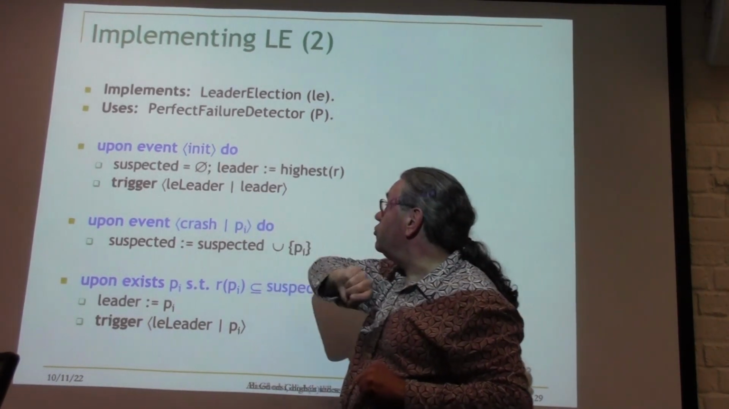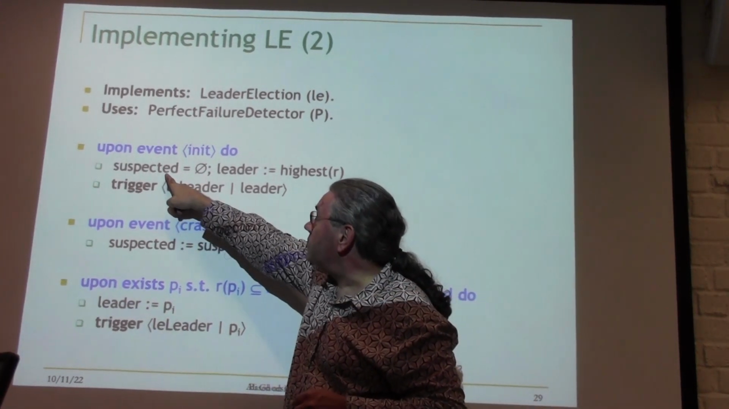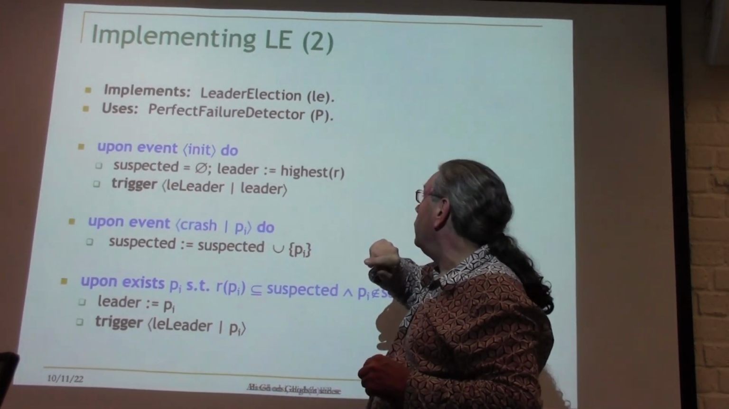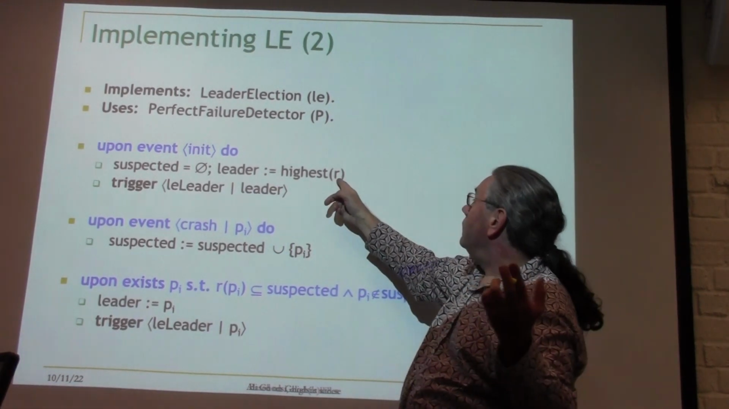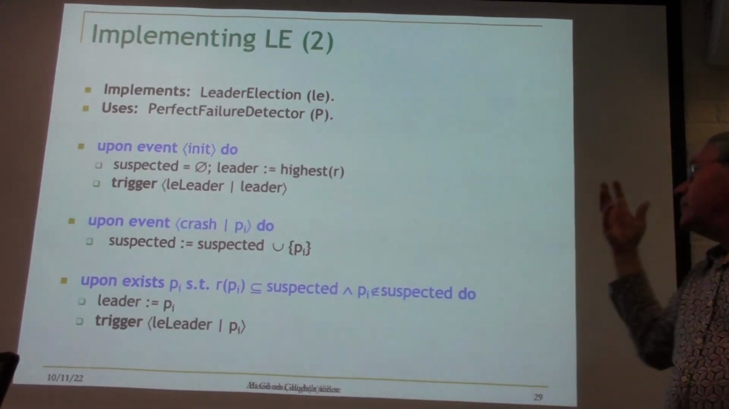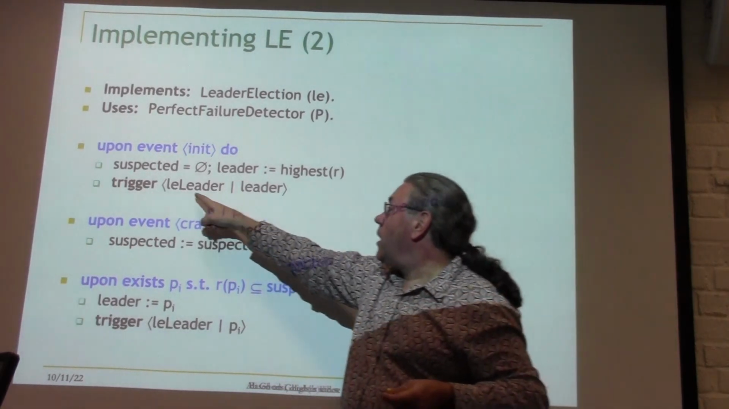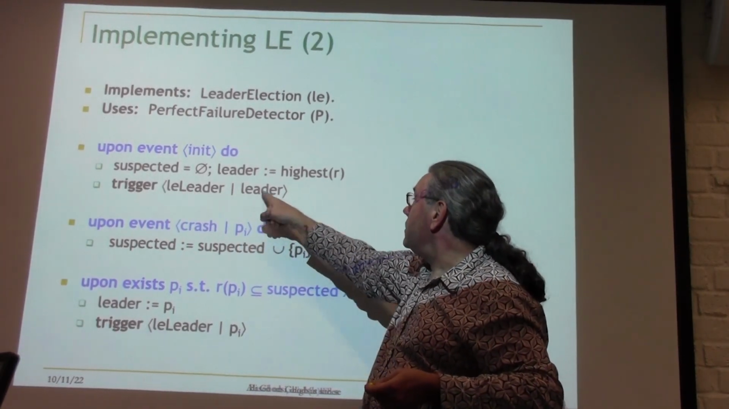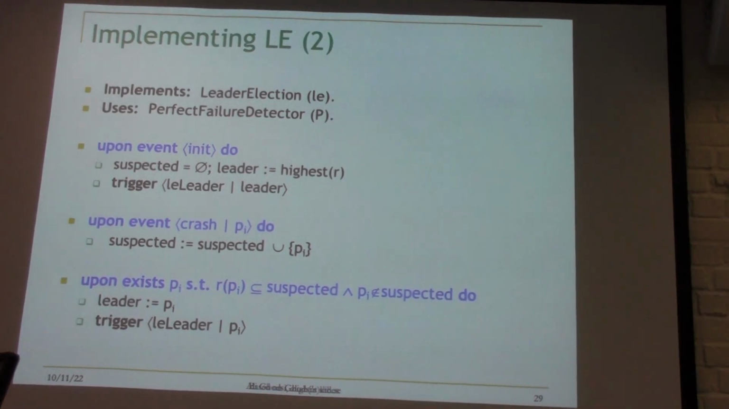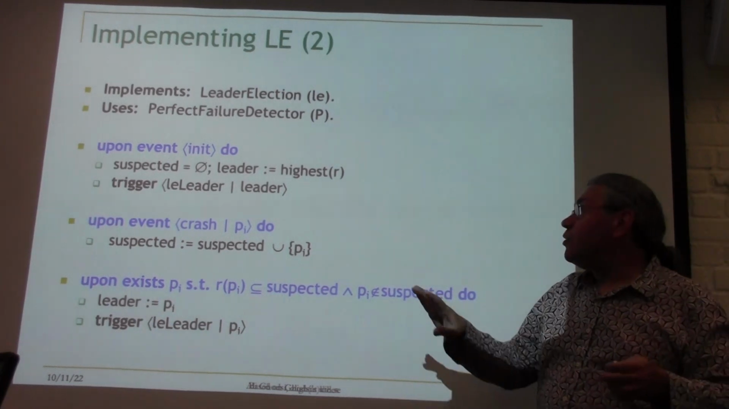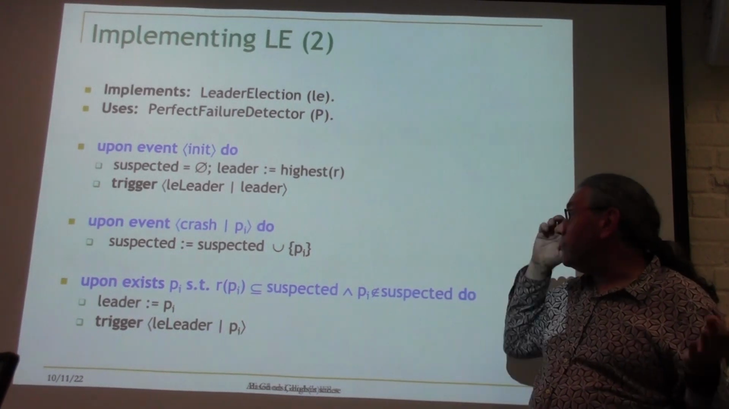First of all, the init will just do initialization. Okay? First of all, I have this set suspected, which starts out being empty. I take as the leader the highest rank node. That's it. The leader is the highest ranked node. It's so simple. And I send a message saying, this is the leader. That's it. But now the rest of the code is there because of crashes. So if there were no crashes, this would be it. But our code is fault tolerant.